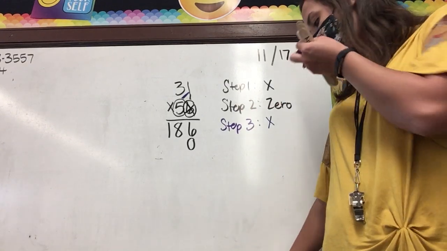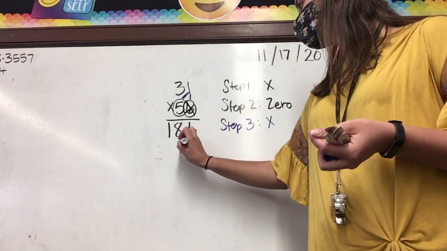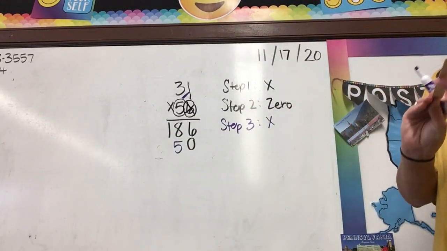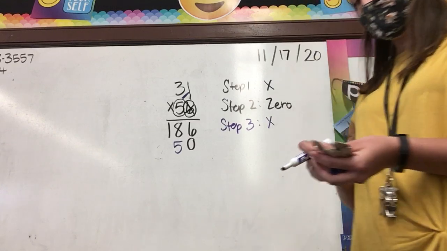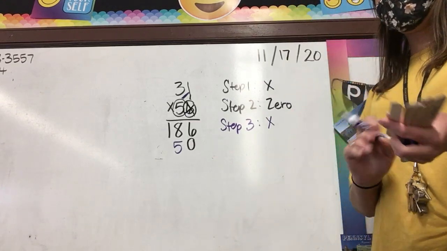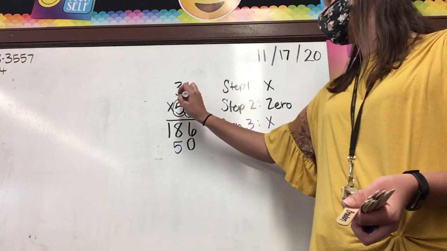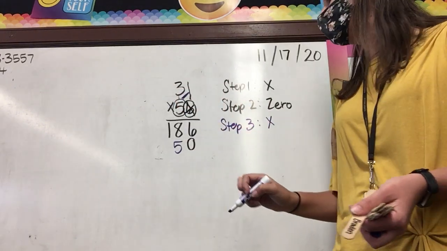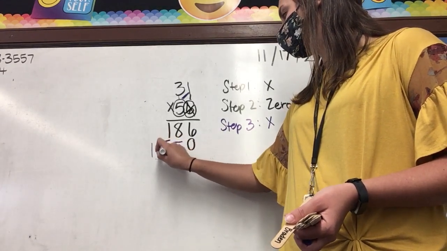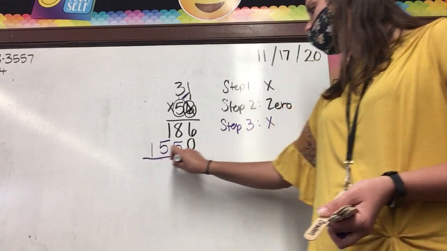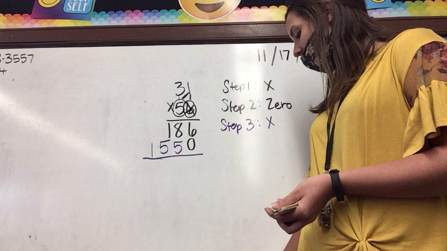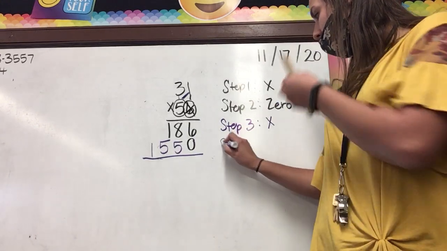Michaela, what is 5 times 1? 5. Good. And then 5 times what? 3. What is 5 times 3? 15. I have nowhere else to carry it. And my fourth step is to do what, Cannon? Step 4.